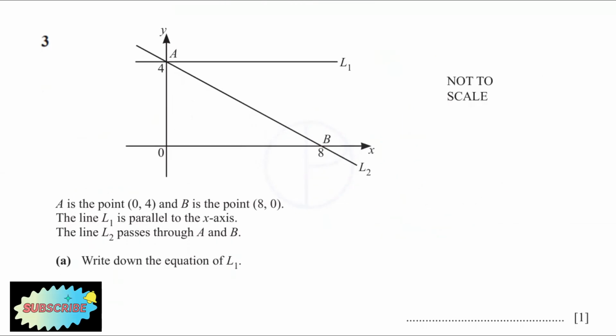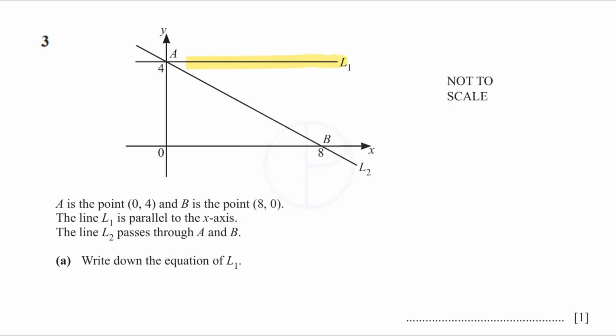Next, question number 3. A is the point (0, 4) and B is the point (8, 0). The line L1 is parallel to the x-axis. That means the y value is constant. The line L2 passes through A and B. Write down the equation of the line L1. The line L1 is this one, which is parallel to the x-axis, that is, the y value is constant. So the equation of the line L1 is y is equal to 4.